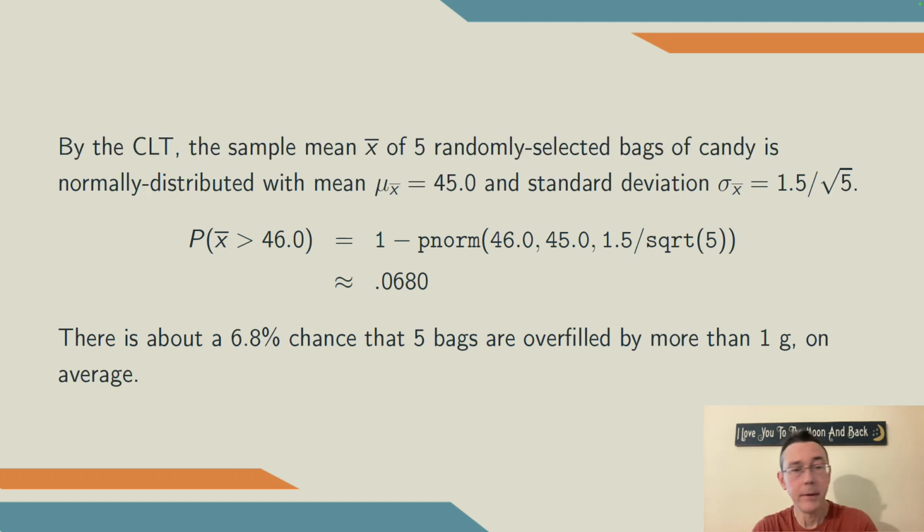Now looking at the sample mean for 5 randomly selected bags. We're using the central limit theorem again, so the sample mean x bar is going to have a normal distribution.